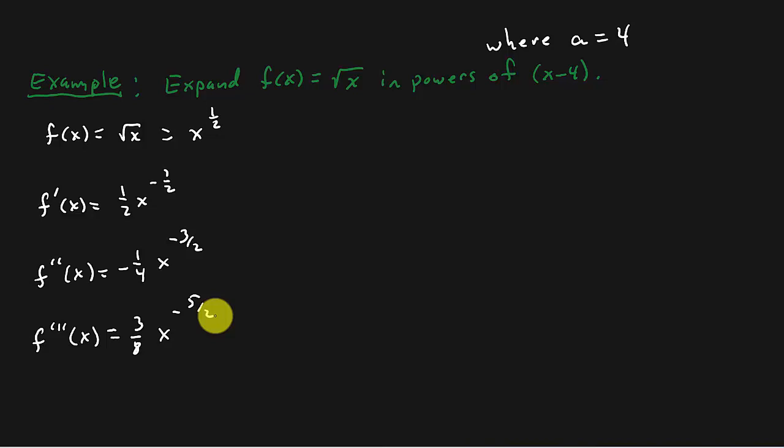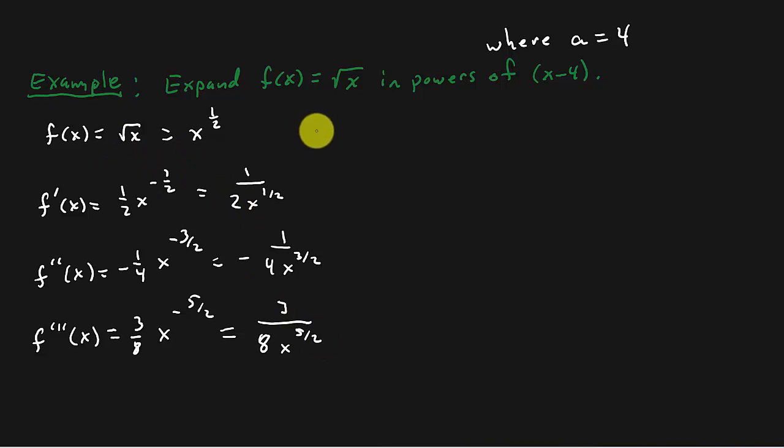And what we're going to do here is rewrite each of these derivatives. We're going to write it as 1 over 2x to the 1/2. I'm just bringing the x to the negative 1/2 to the denominator to make it a positive exponent. And this is going to be negative 1 over 4x to the 3/2. And this is going to be 3 over 8x to the 5/2. And then we have to evaluate each one of these at 4.